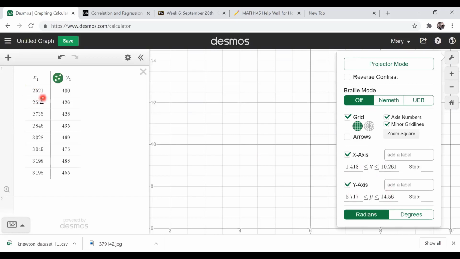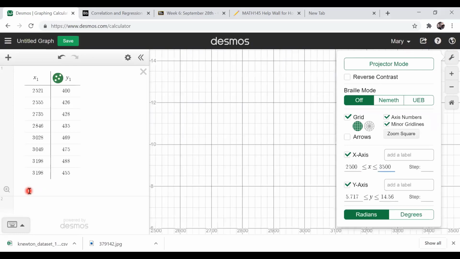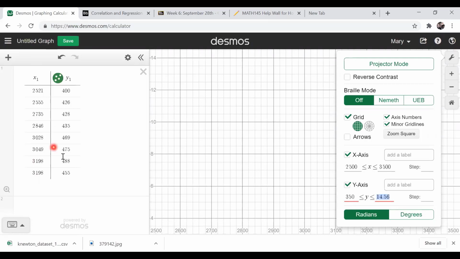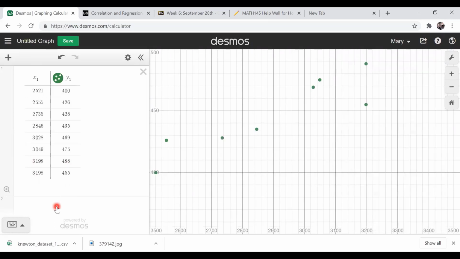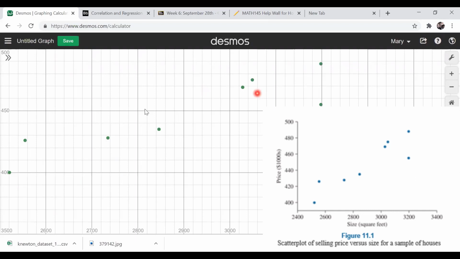So for my lowest X, I need to go lower than 2521. So I think I'm just going to do 2500. And then my highest X was 3198, so maybe I'm just going to say 3500. And it's up to you as long as the X's fit on the graph. Okay, for the Y's, the smallest Y was 400, so I'm going to go a little bit below that. So I'm going to do maybe 350. And then the highest Y was 455, so I'm going to do 500. Okay, and now notice, now we can look at it, and I'll minimize the screen over there on the left. Now you can see the scatter plot. This is the same scatter plot that we saw in the lecture videos.